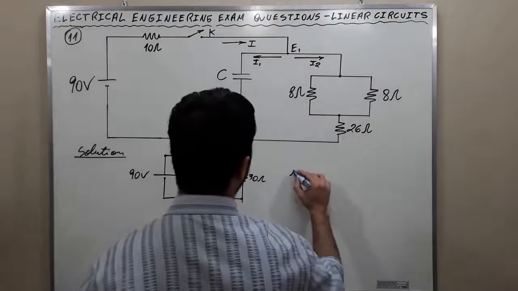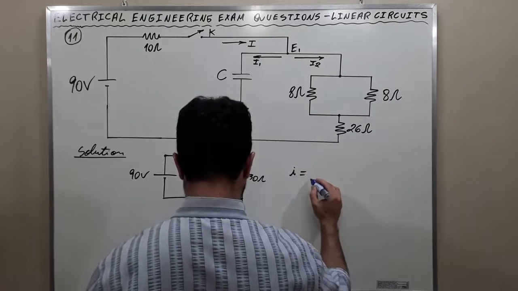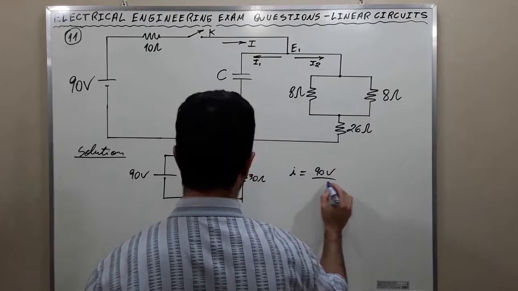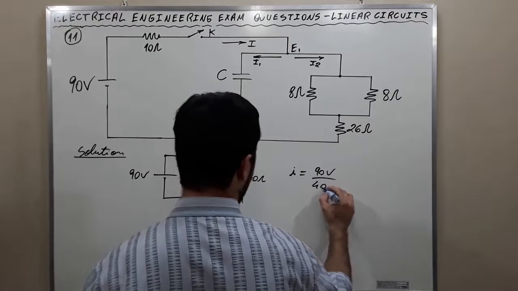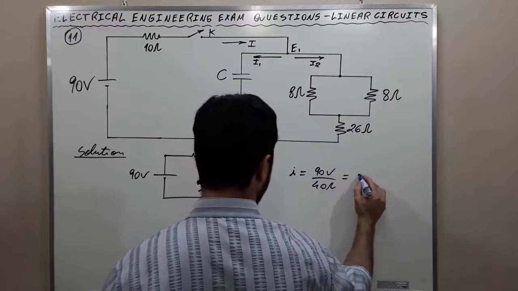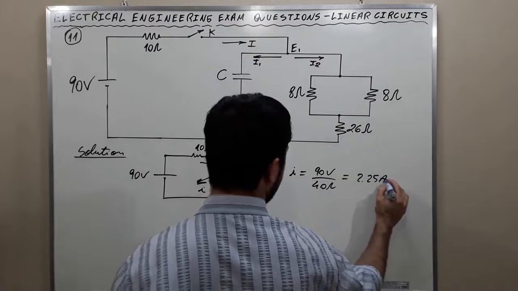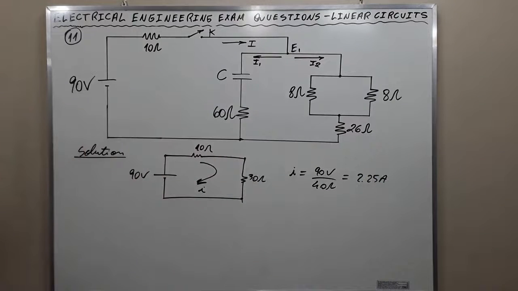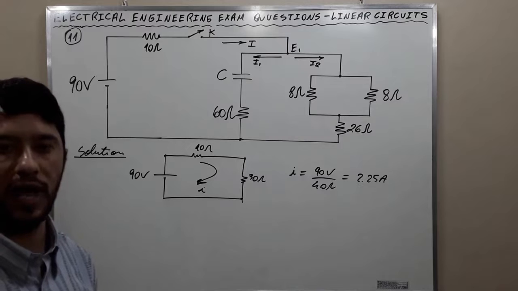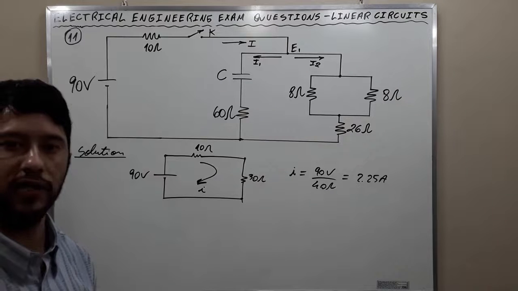And I is equal to 90 volts divided by 40 ohms, which is equal to 2.25 amps or 2.25 amperes. Okay, my friends? Do you fully comprehend? Okay? This is all for exercise 11. Let's go to exercise 12.